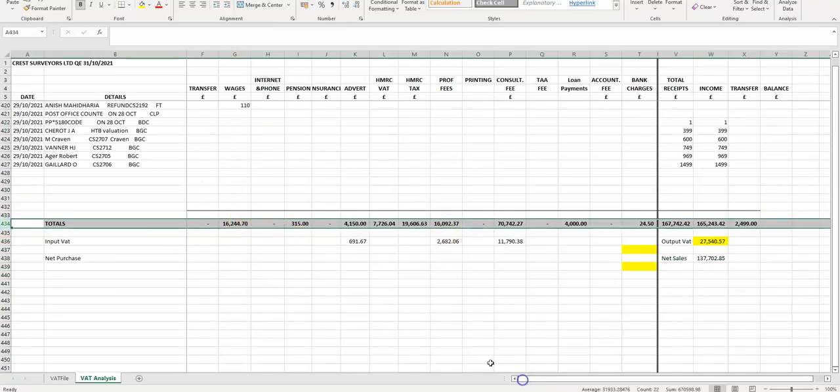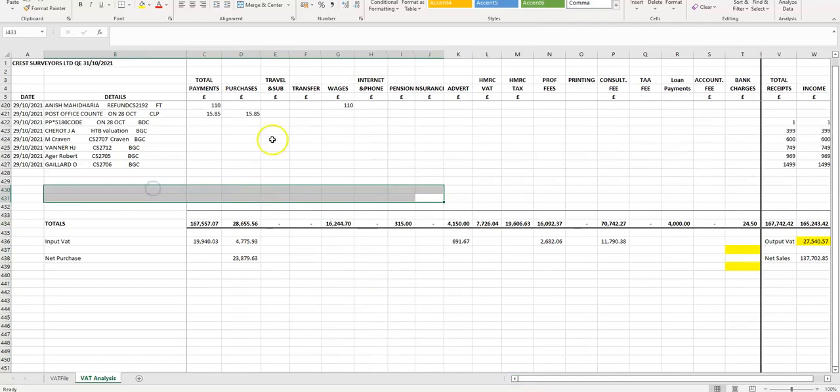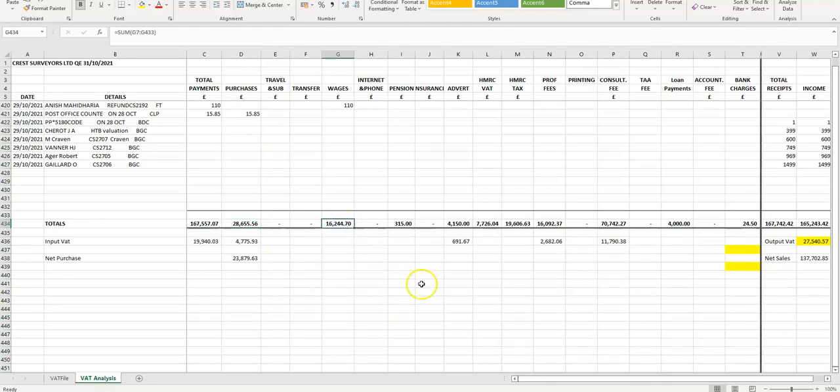In the total section we will see how much is the purchase, how much is the sales, and how much is our other cost. For example, for the purchase we can see my total purchase is 28,655, my total wages is 16,244, the pension is 315, and advertising is 4,150. So we have to identify on which category we can claim the VAT back and which one we cannot.